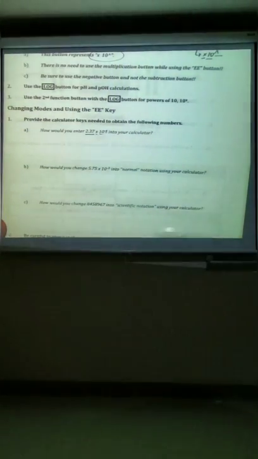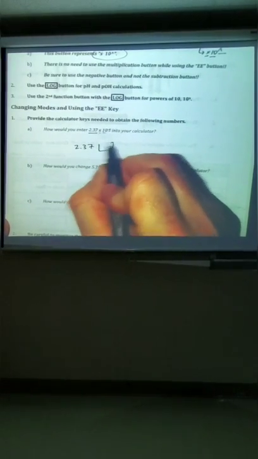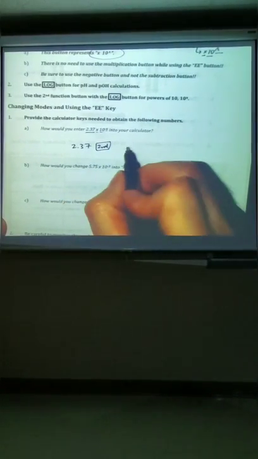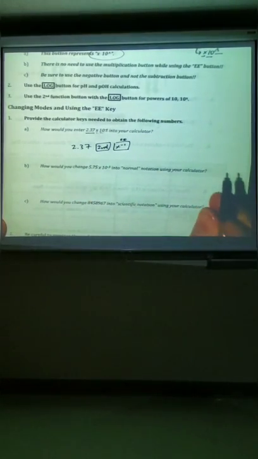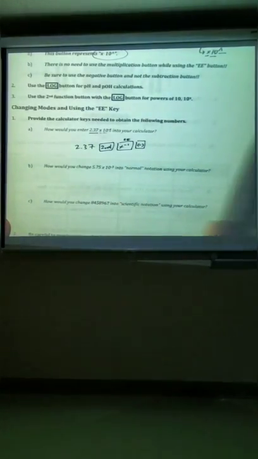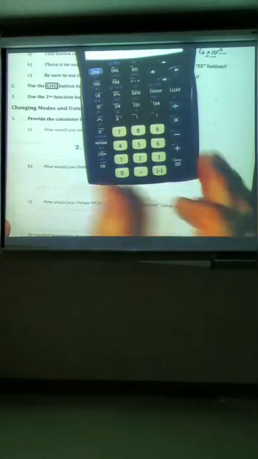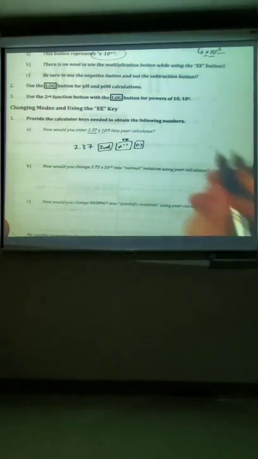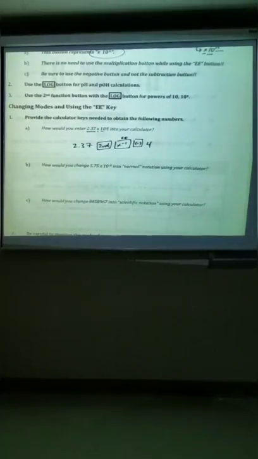So let's summarize that. What did we do? We took 2.37. We hit our second button. We hit our X to the negative 1 button because above it was the EE button. We hit the negative button. Just be careful when you do this. You want to hit negative. You don't want to hit subtract. Subtract will give you a syntax error on this calculator. And then we hit the number 4. So those are the buttons associated with scientific notation that you'll use in the homework.